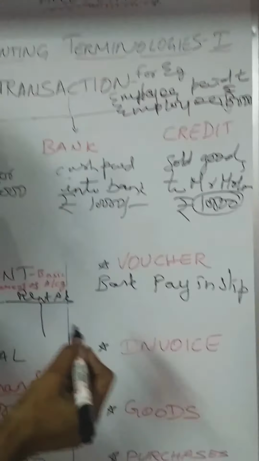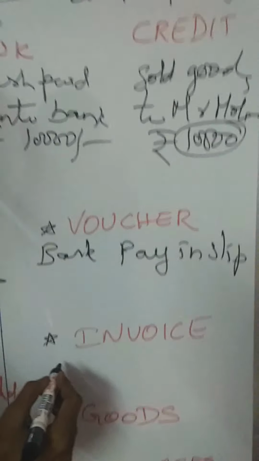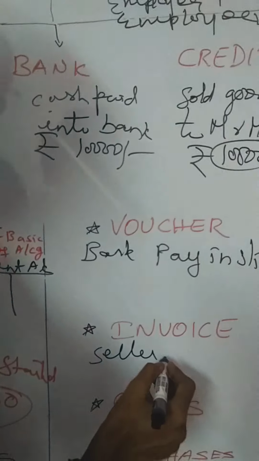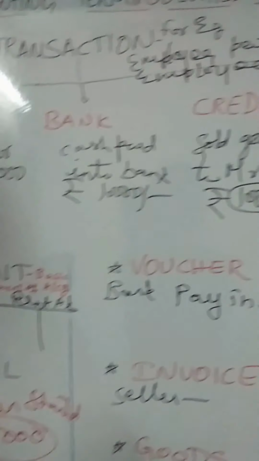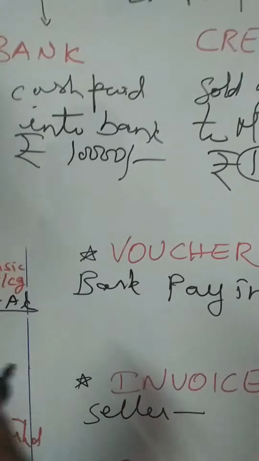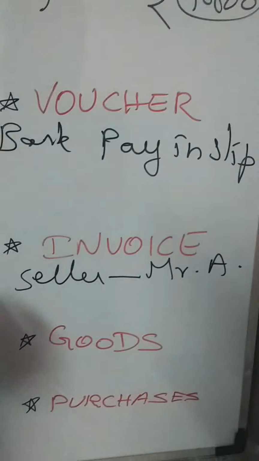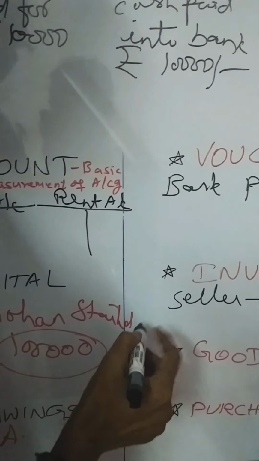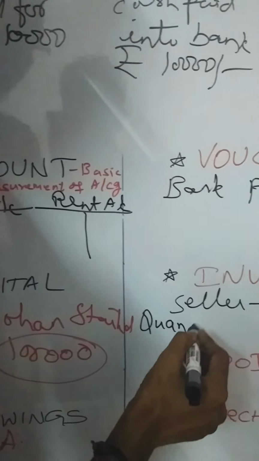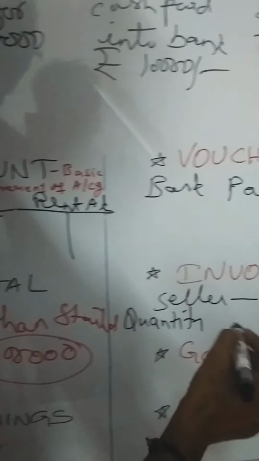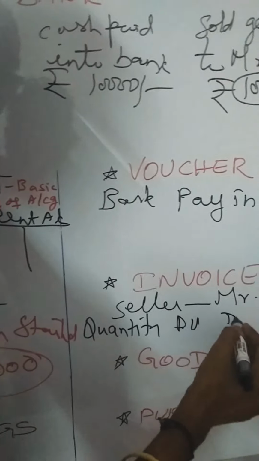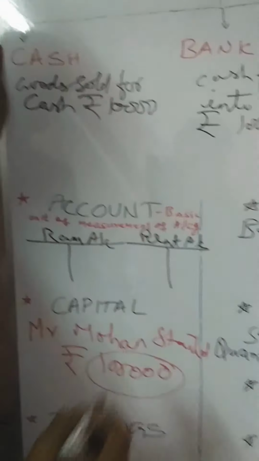Invoice. Invoice is a statement which is prepared by the seller. In this, the seller gives the detailed description about the products, about the goods. For example, Mr. A sells pens for rupees 10,000. The cost of each pen is 10 rupees. The invoice shows the quantity, rate per unit, the total amount, the detailed description of the product.